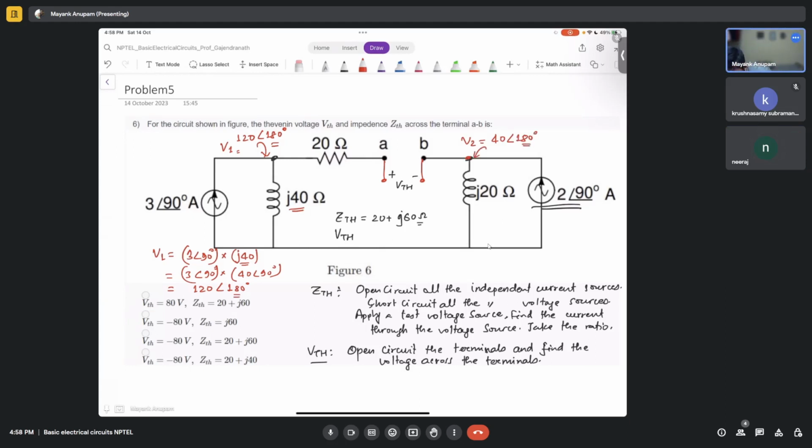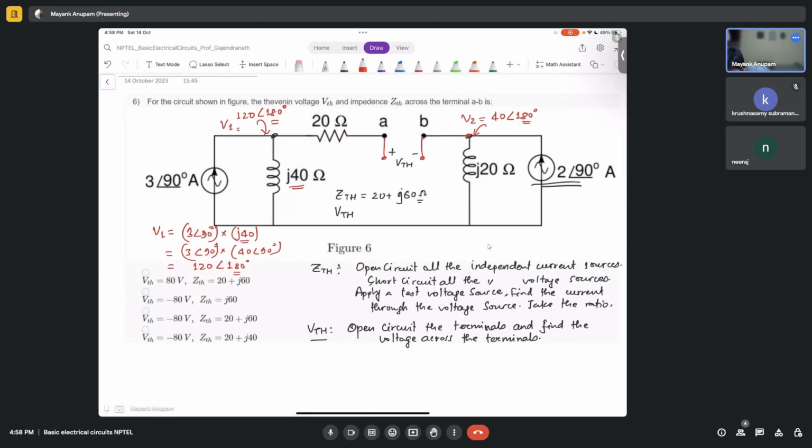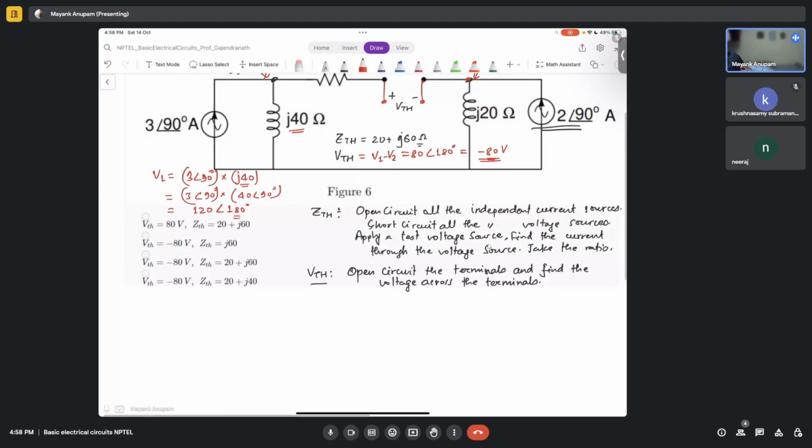Now what is VTH? V1 minus V2, which is equal to 80 angle 180, right? And what is angle 180 equal to? It is simply a minus sign, simply inverted. 1 angle 180 is minus 1. So 80 angle 180 is minus 80 volts.